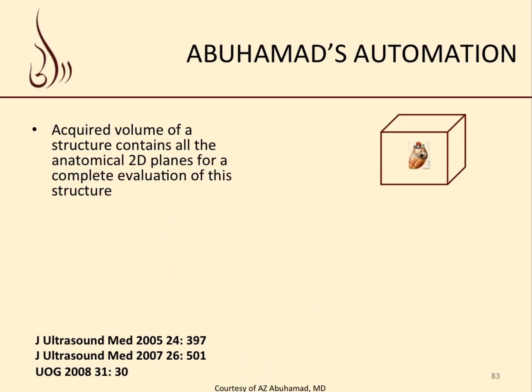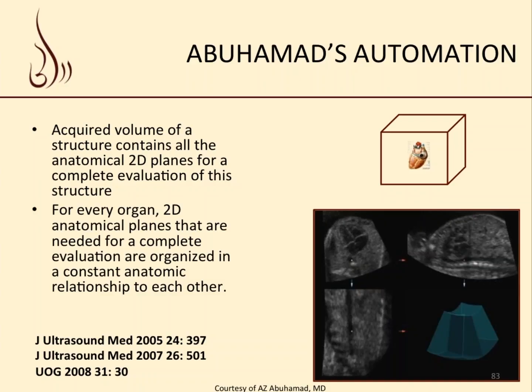And the idea is when we obtain a 3D volume of any area of the body, then technically within that volume it contains all the 2D anatomical planes that are required for a complete evaluation of the structure. So if we obtain a volume of the fetal heart, then within this volume we have all the 2D planes to do a complete assessment of the fetal heart, from the 4-chamber view to the 3-vessel view, outflow tract, and so on. And for every organ, the 2D anatomical planes are organized in a constant anatomic relationship to each other.